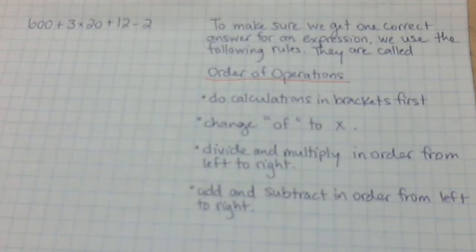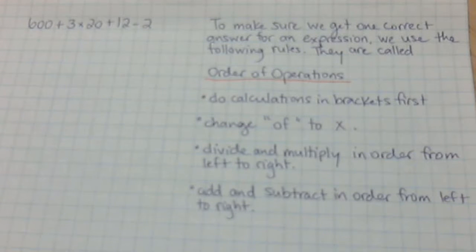Now, to make sure that we get one correct answer for an expression, we use the following rules. And they're called the order of operations. Next unit, I'll give you the acronym that we'll look at a little bit more. I can give you the acronym now. I basically use two different ones. There's BEDMAS, or I also use one called PEMDAS, and they basically mean the same thing. I will explain next unit how to use those. But for our purposes today, here's the way it works.